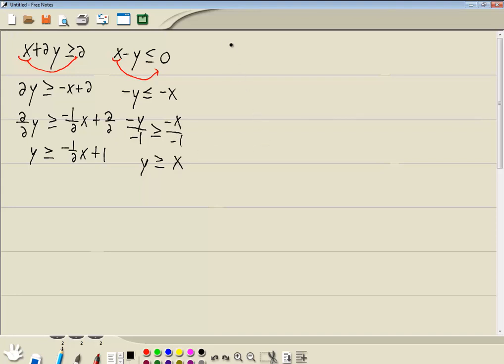Now, if you got a less than or less than or equal to, then you want a lower left-hand triangle. If you got a greater than or greater than or equal to, you want an upper right-hand triangle. These are both greater than or equal to's. So on both of them, we want an upper right-hand triangle.